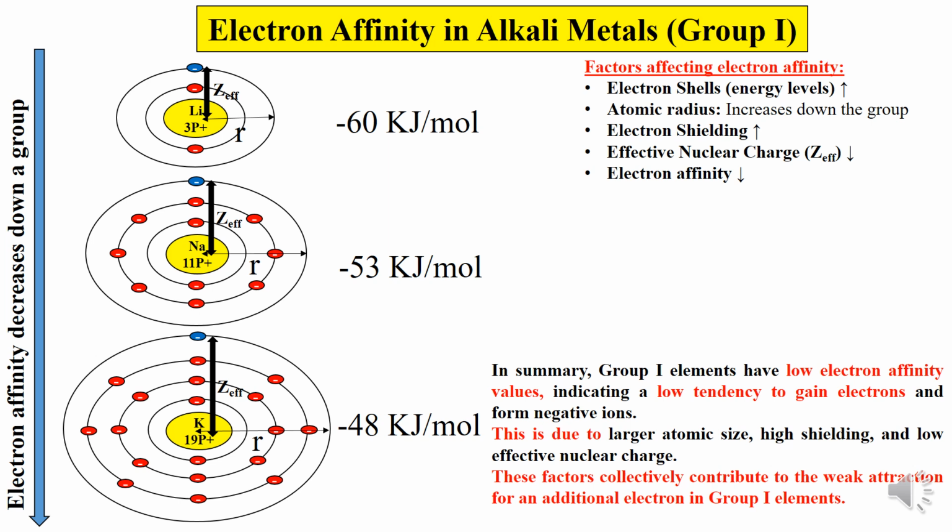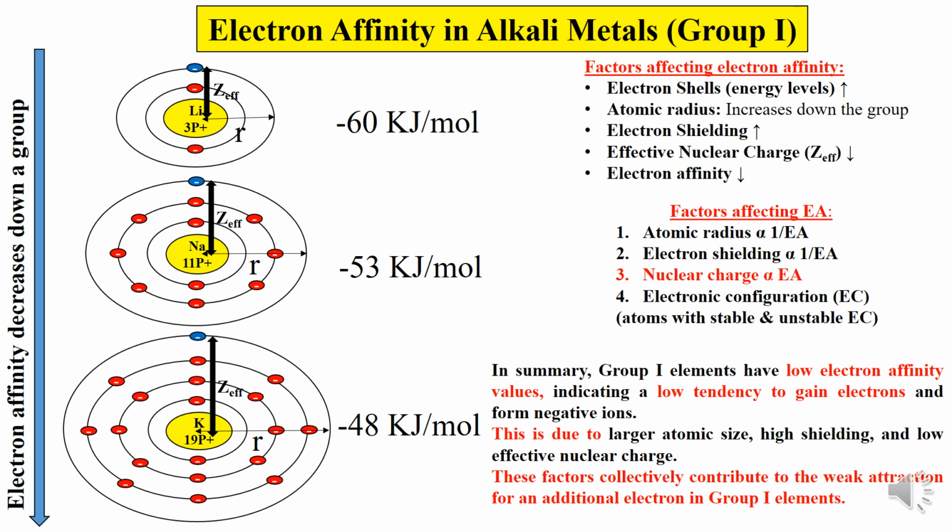So in summary, as you go down the group, group 1 elements will have low electron affinity values, indicating a low tendency to gain electrons and form negative ions. And this is due to what? This is due to large atomic size, high shielding, and low effective nuclear charge as you go down the group. So these factors, what I've explained so far, collectively contribute to the weak attraction for an additional electron in group 1 elements.